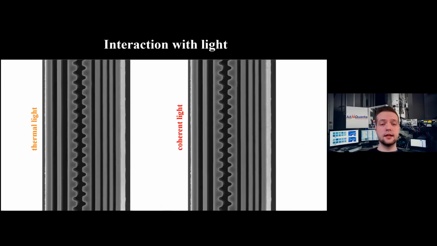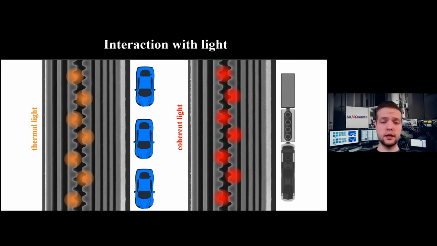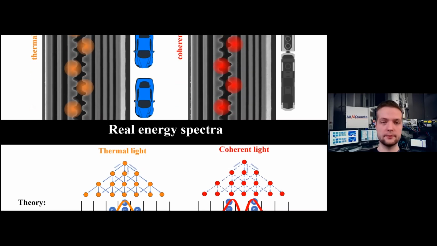Let us now see how it really looks in the experiment. Here you can see the specific structure inside which electron propagates. If we shine with the thermal light on the structure, electrons travel as single particles, like many separate cars on the road. If we shine with the coherent light, electron has a few positions simultaneously and travels like a train with many linked together carriages on the railway.